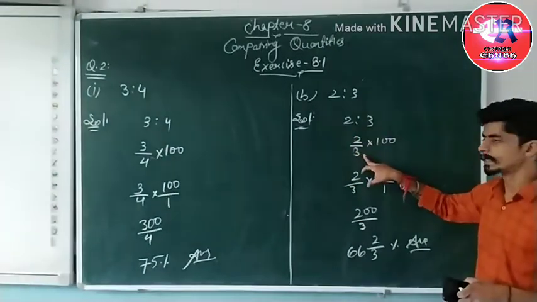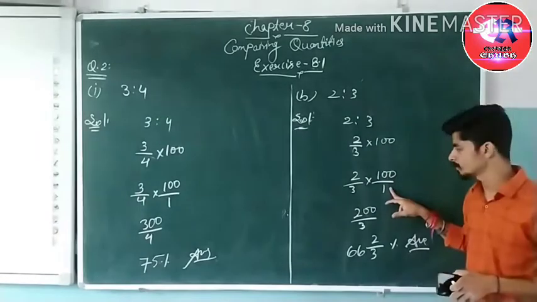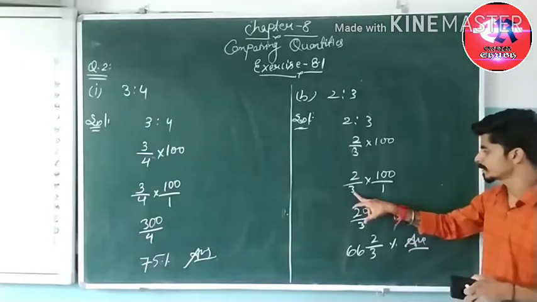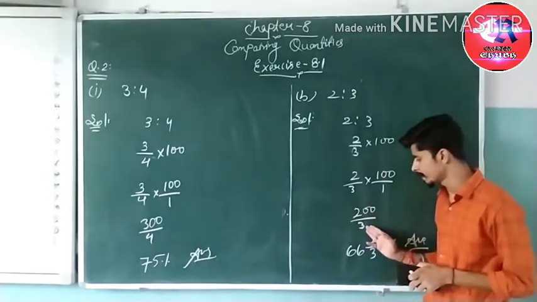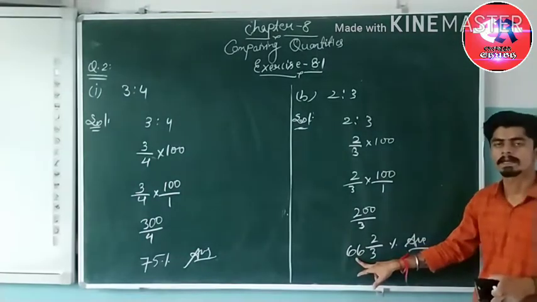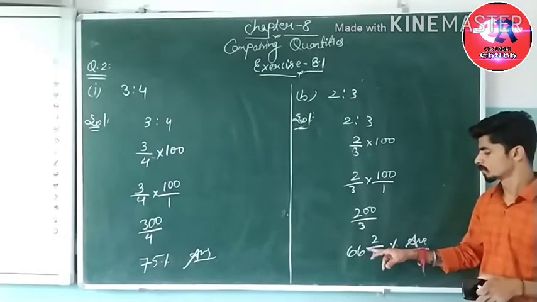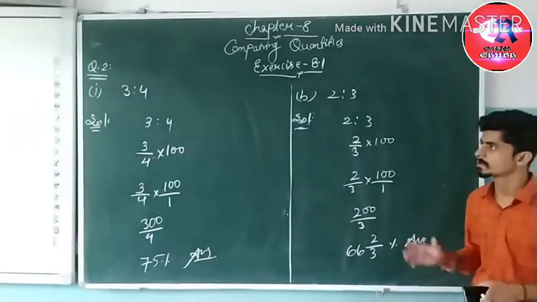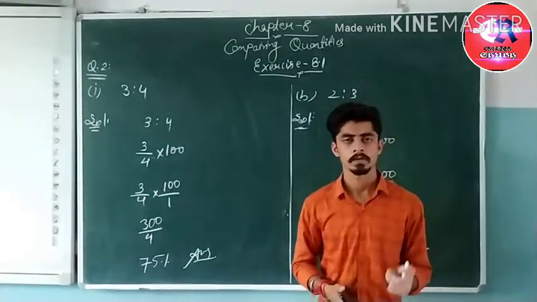We write it in the fractional form, multiply with 100, give 100 the denominator 1, and multiply numerator with numerator. We get 200, and 3 into 1 is 3. When 200 is divided by 3, it is divisible 66 times, but there will be a remainder, which is 2. So we get 66 whole 2 by 3% as the answer. So that's all the solution for question number 2, and that's all for today.